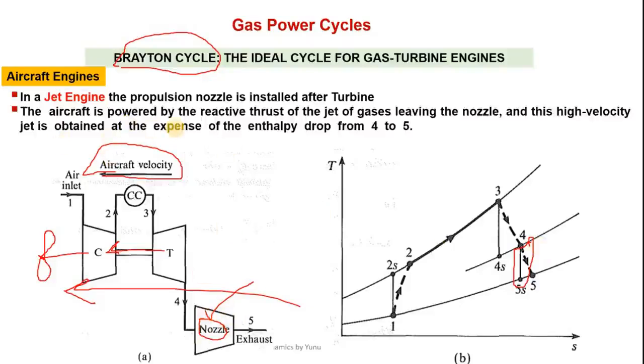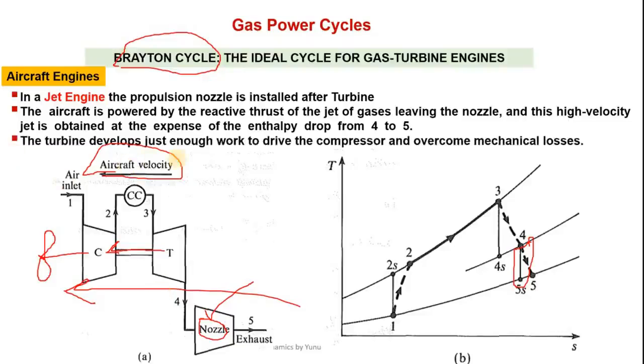So the aircraft is powered by the reactive thrust of the jet of gases which are leaving the nozzle, and this high velocity jet is obtained at the expense of this enthalpy drop from 4 to 5. So this enthalpy drop is the actual useful process for this turbojet engine, right? So the turbine develops just enough work to drive this compressor and to overcome mechanical losses, right? So the purpose of the turbine is not to produce electricity in this case.